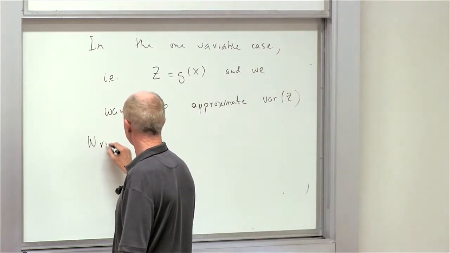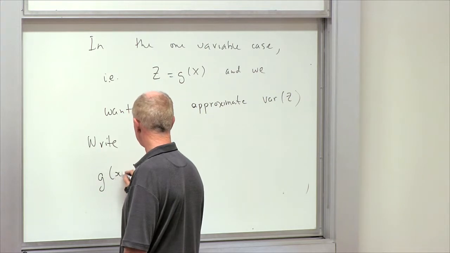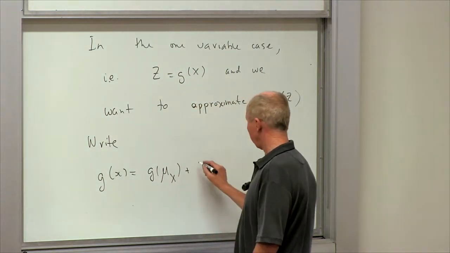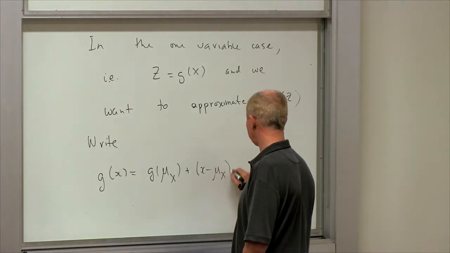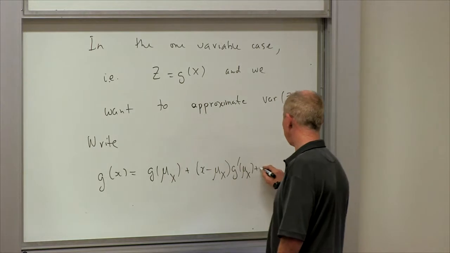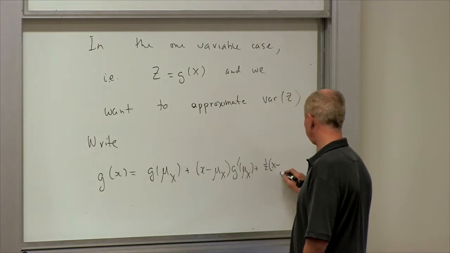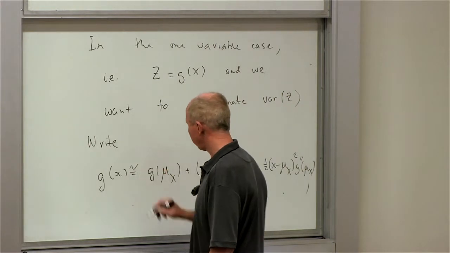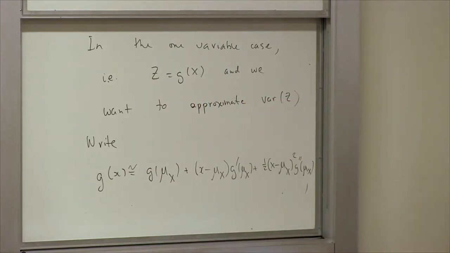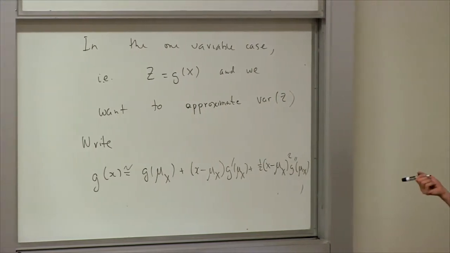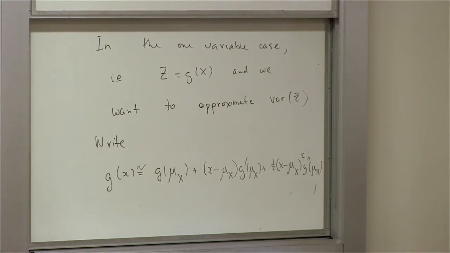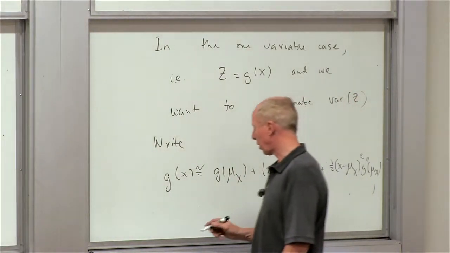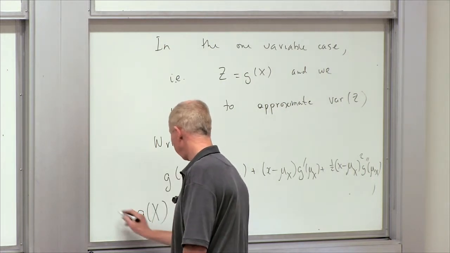Well, we write g of little x equal to g of mu sub capital X plus little x minus mu sub capital X times g prime of mu sub capital X plus 1/2 x minus mu sub capital X squared g double prime of mu sub capital X. And this is approximately equal for little x not far from mu sub capital X. This is just the second order Taylor expansion for g. If X has a pretty high probability of being near its mean, then this is a good approximation for g of capital X equals Z.